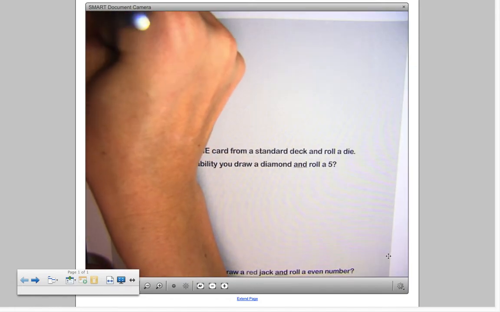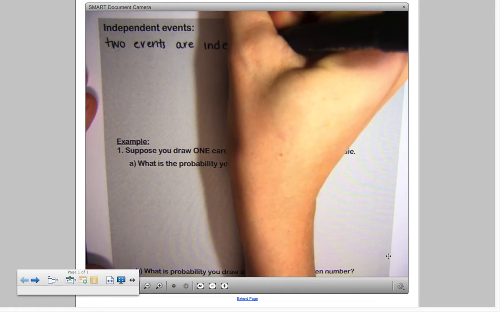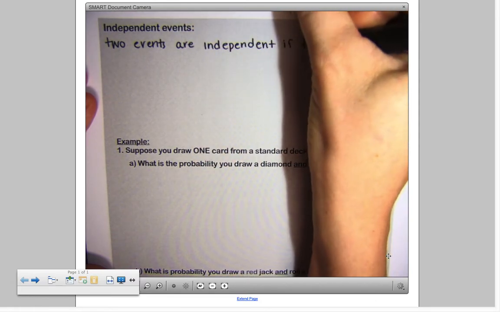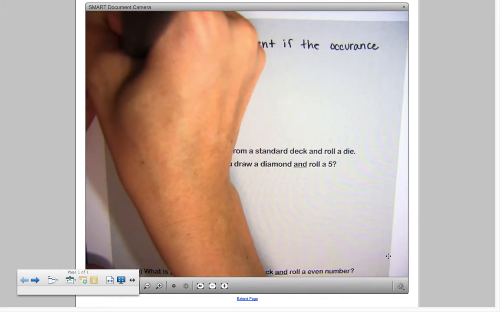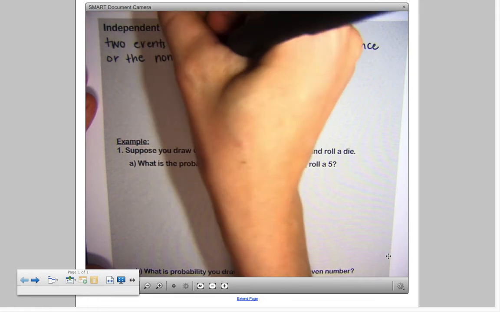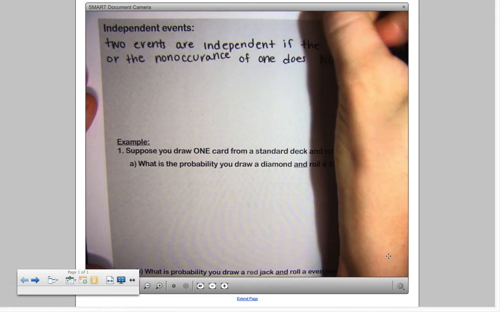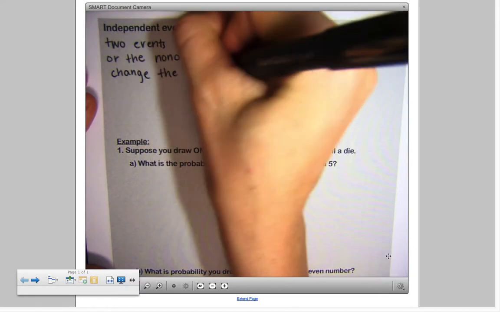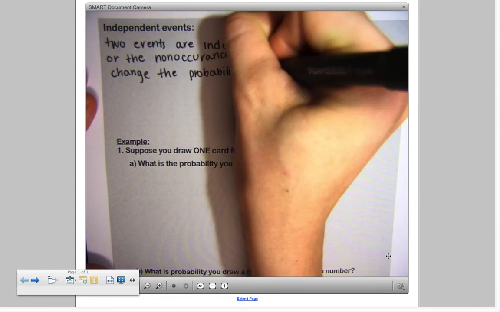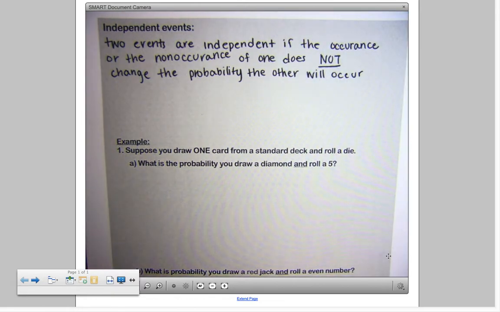So two events are independent if the occurrence or the non-occurrence of one does not change the probability the other will occur. Okay, so one does not affect the other one.